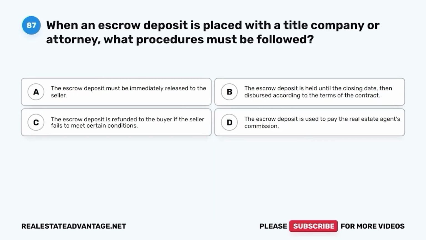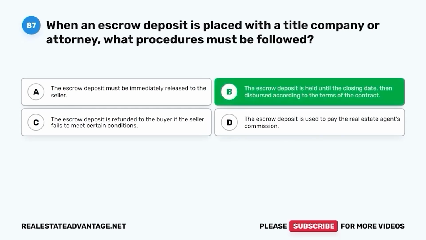Question 87. When an escrow deposit is placed with a title company or attorney, what procedures must be followed? A. The escrow deposit must be immediately released to the seller. B. The escrow deposit is held until the closing date, then disbursed according to the terms of the contract. C. The escrow deposit is refunded to the buyer if the seller fails to meet certain conditions. D. The escrow deposit is used to pay the real estate agent's commission. The correct answer is B.